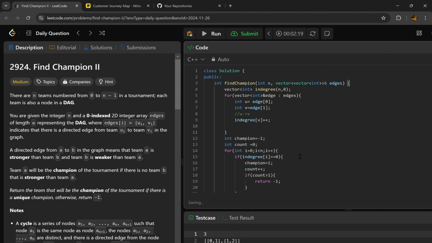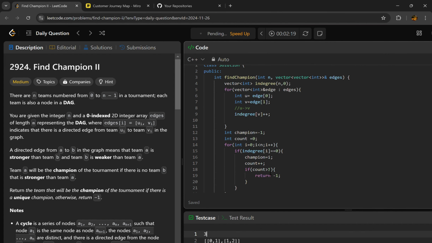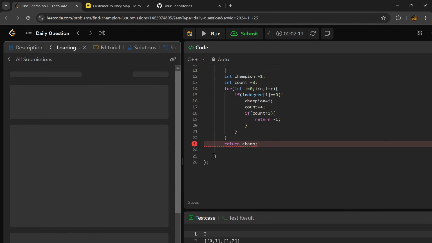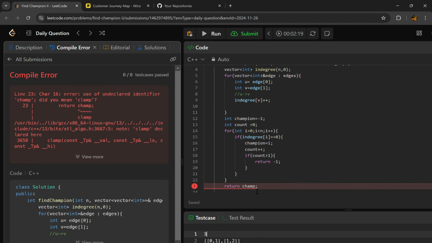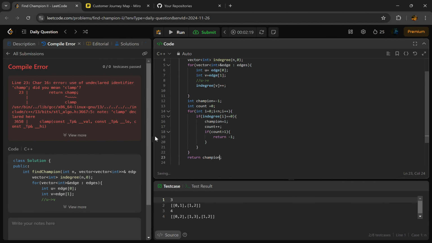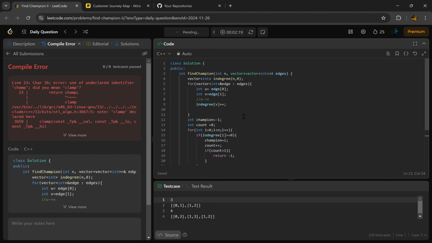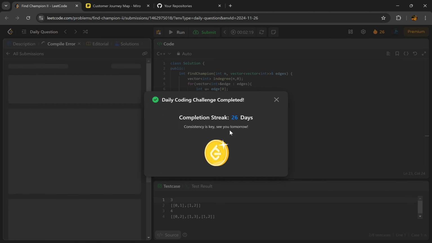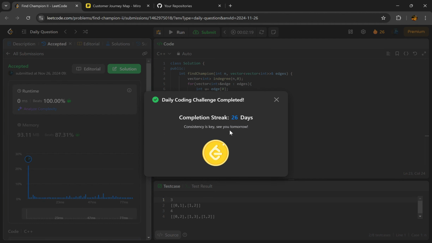So yeah, that's all about our code, and let's run this first, then submit it. Okay. Oh yeah, champion. Hope we will be able to pass all the test cases, and yeah, we will.